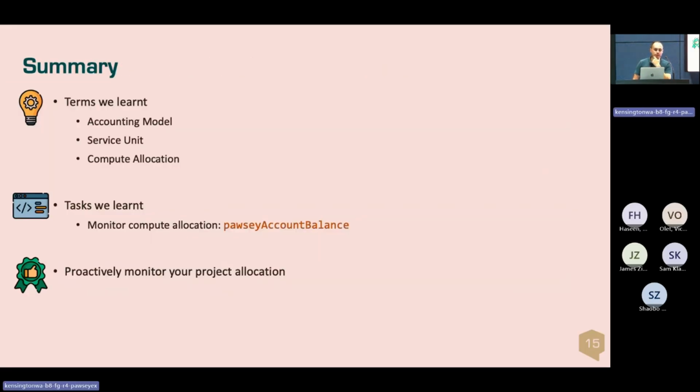So we learned what an accounting model is, what a service unit is, and what a compute allocation is. You have been introduced to the Pawsey account balance tool that you can use to monitor your allocation and make sure that you don't run out of service units. On Setonix, once you run out of your allocation, your jobs will lose priority. We allow you to use up to 150% of your allocation. Past 100%, you will drop to low priority, but you will still be able to run jobs. After 150%, you won't be able to run any more jobs.